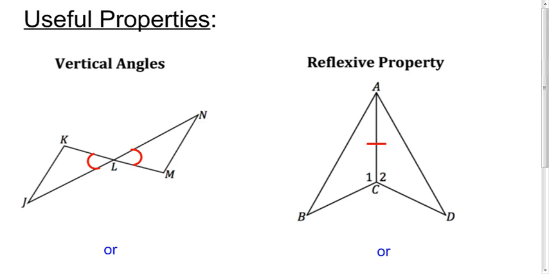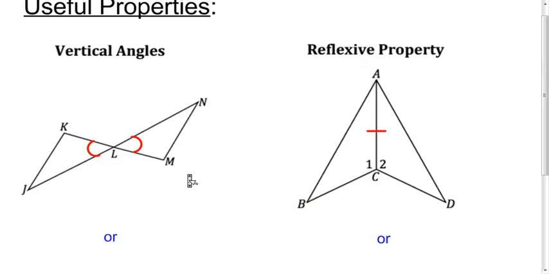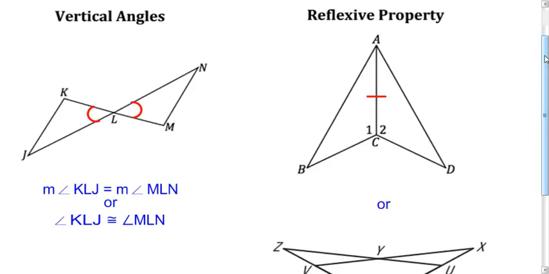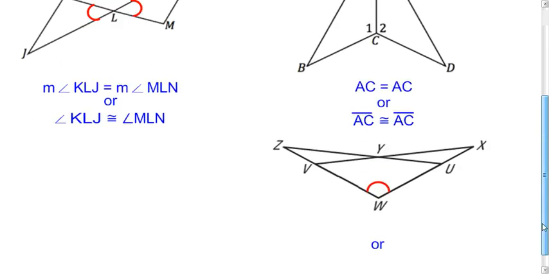And here are properties that show up pretty often in triangle congruency proofs. If we have a pair of vertical angles, then we can say that the two angles are congruent, or that their measures are equal. And the reflexive property pops up whenever we have triangles that share a side or an angle. So in this first case, these two triangles share side AC, so we can say that segment AC is congruent to segment AC.